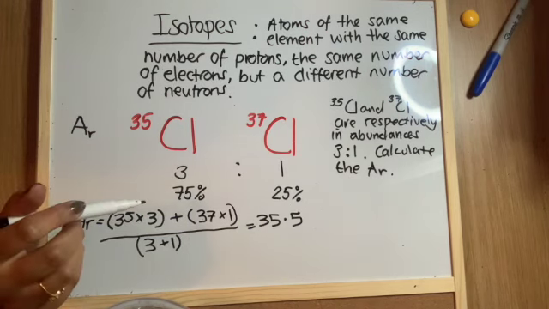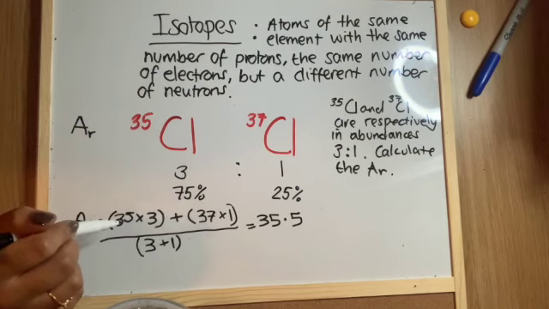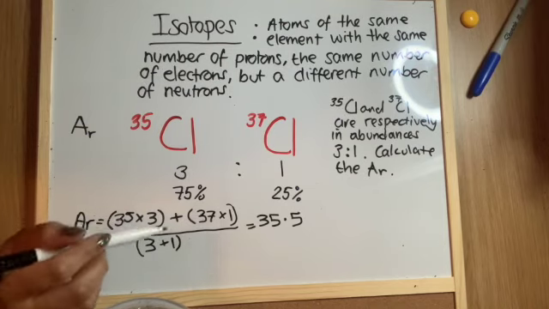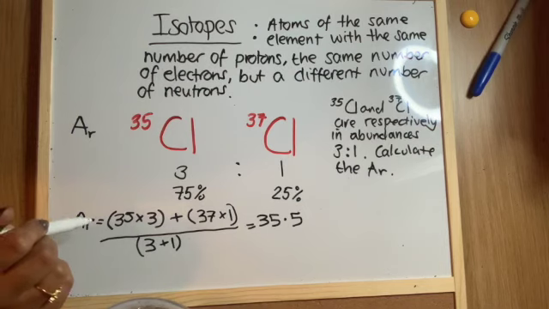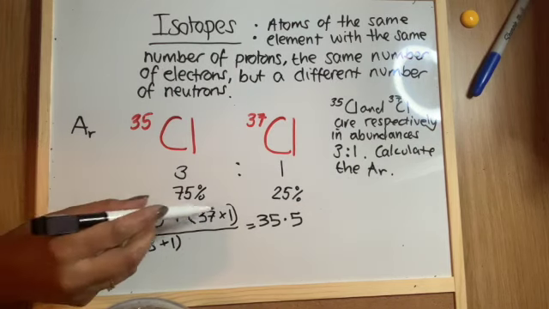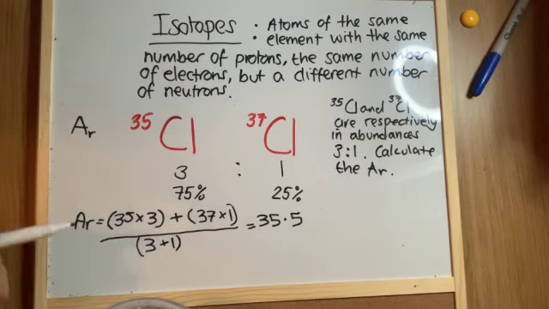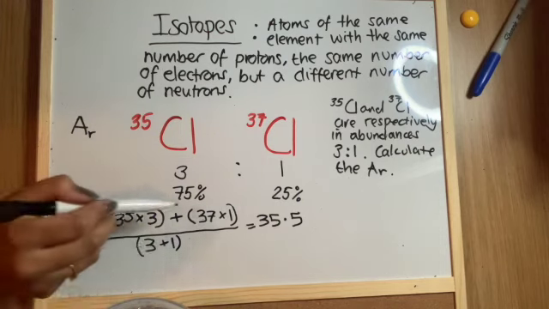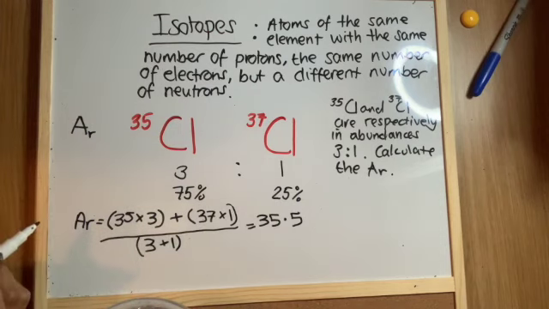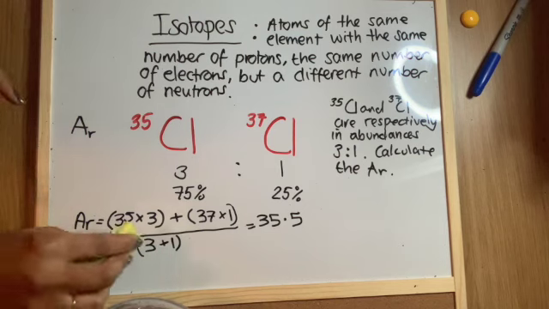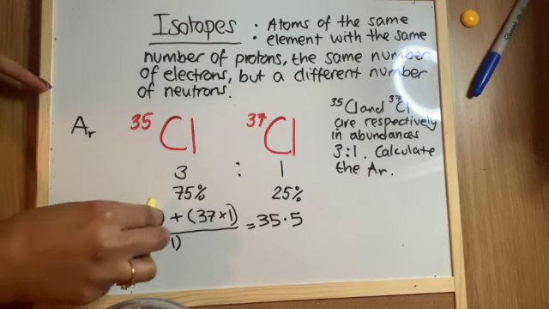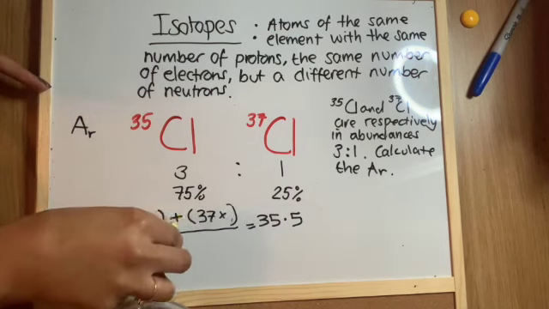Just be careful with your calculators, make sure that you're working things out properly, because if you put things in the wrong order, you might come out with an incorrect answer. So I always think it's good to show your working out, just in case you get a wrong answer at the end. You might still get some marks if you've shown your working out there. Okay, if you were doing it as percentages, you would do it in exactly the same way. Instead of 3 to 1, and it being out of 4 altogether, you could do it as percentages and you'd still get the same answer.